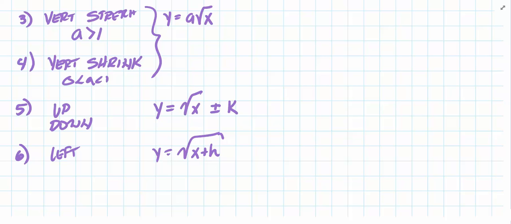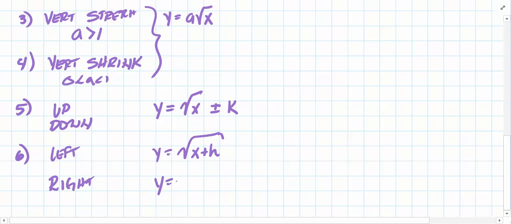So they should. So what would right look like? How would I do that? What would it be? You guys got it. It'd be the square root of an x minus an h, and we'd be good to go. Two very simple, straightforward examples.